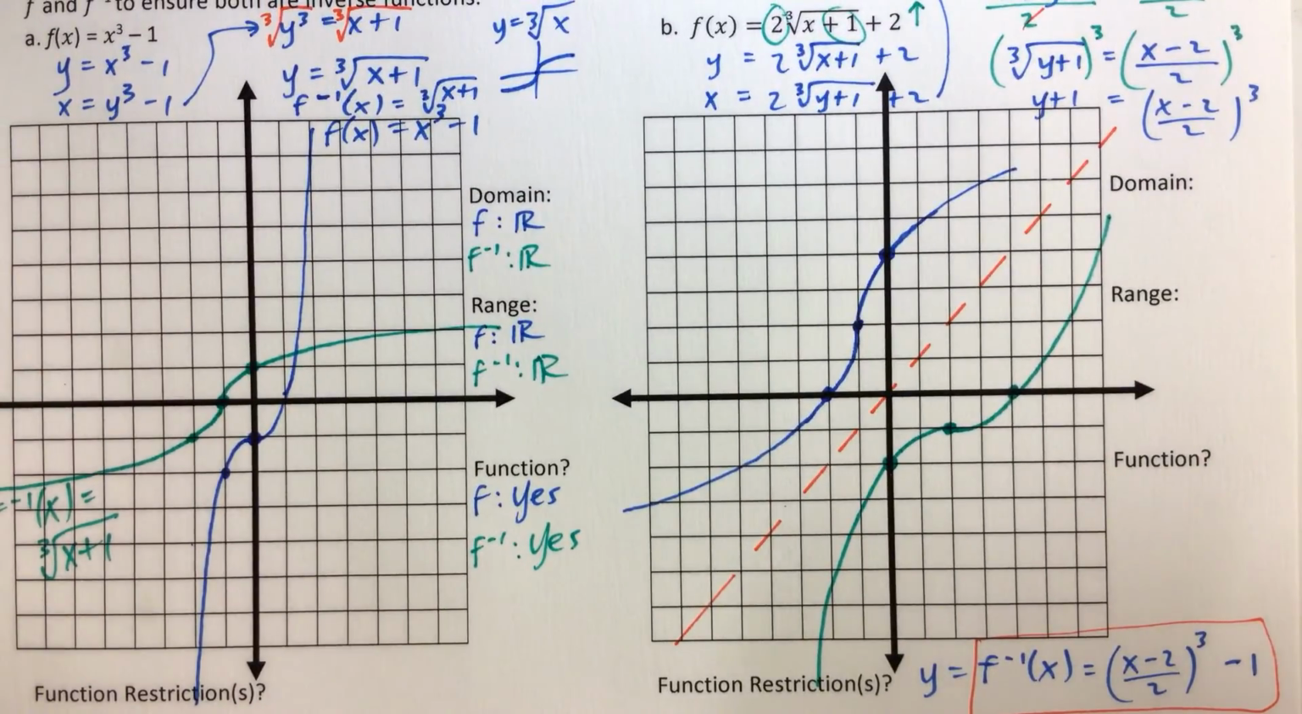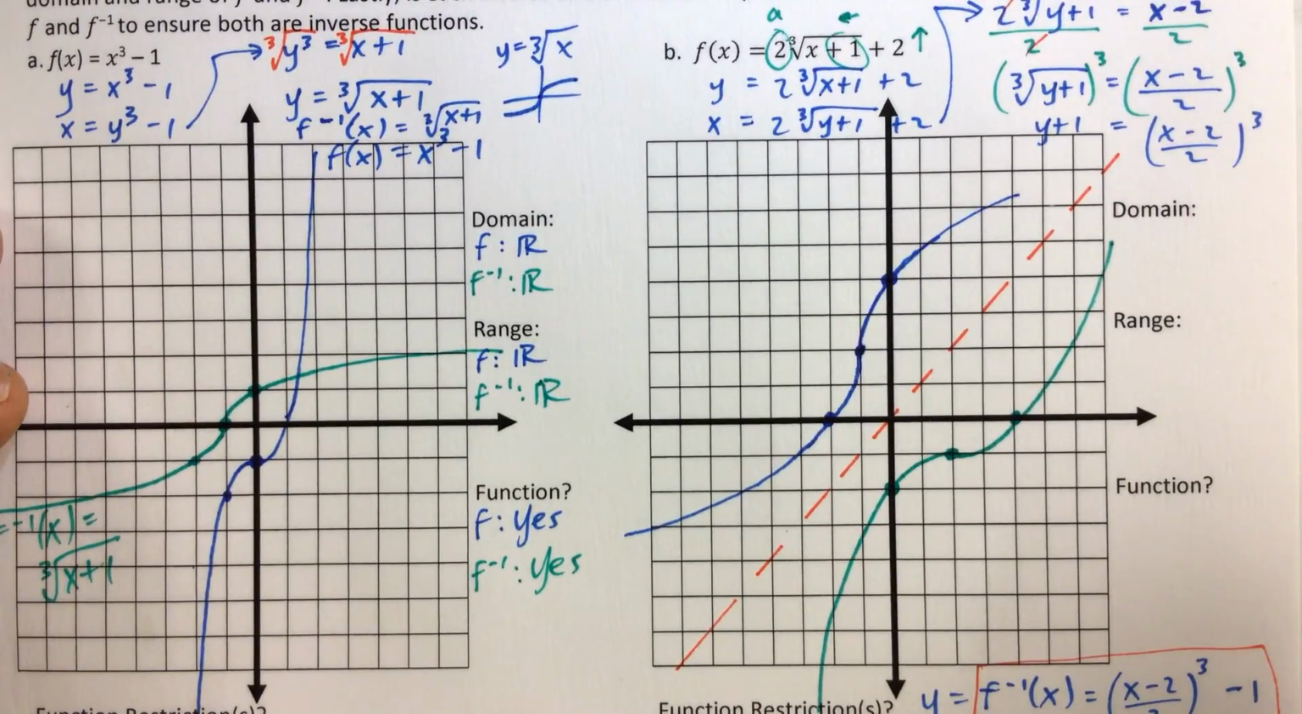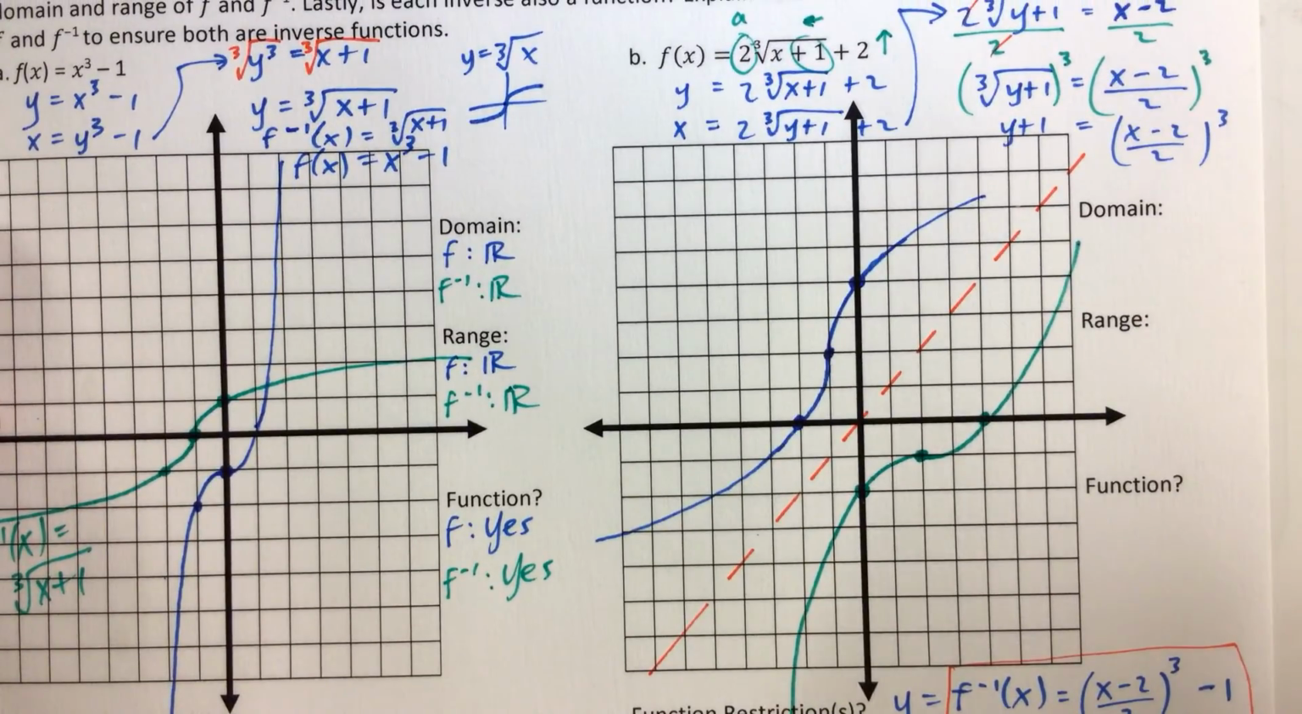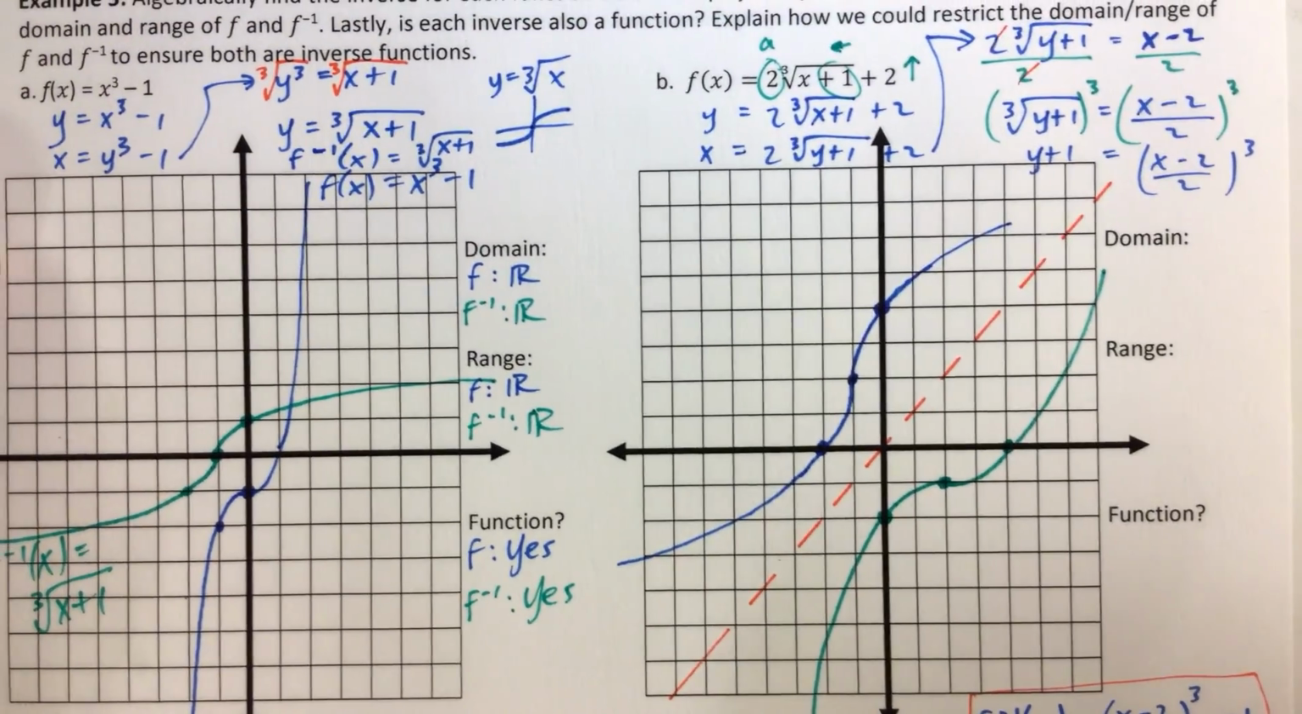But hopefully that clarifies how to graph a function's inverse, finding the inverse when you have a cubic function, and cubic and cube root are inverses, square, quadratic, and square root are also inverse functions, and so on and so on.